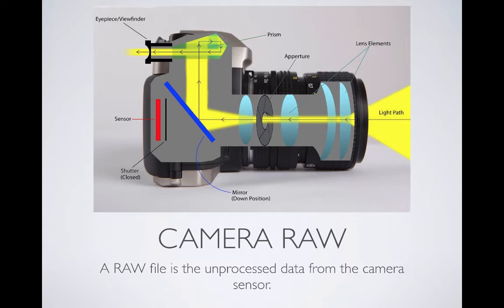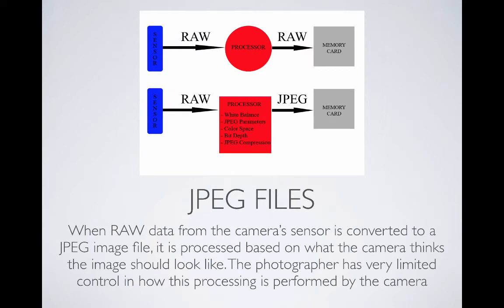If you are setting your camera to keep the raw file, it's going to be an unprocessed file, and it's not going to mess with that information at all. If we look at JPEG files, when the raw data from the camera sensor is converted to a JPEG, it is processed. The camera, depending on what kind of camera you have, will do things like white balance and other compression to reduce file size, and it does other things that will change the quality of your image before it transfers it to the memory card.